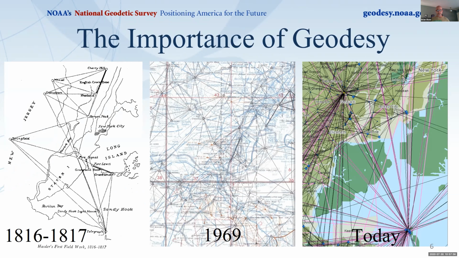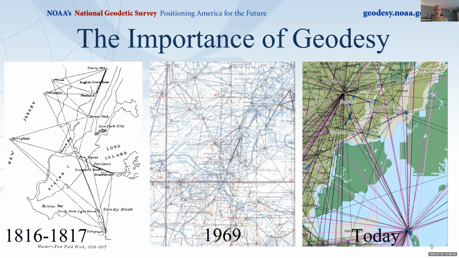Then moving forward 150 years, you can see the map that we put out with USGS in 1969, having USGS topography beneath the geodetic control network. And you can see again, we were still doing triangulation in 1969, all the way up into the 80s, until, on the right, you can see the network today of GPS vectors.